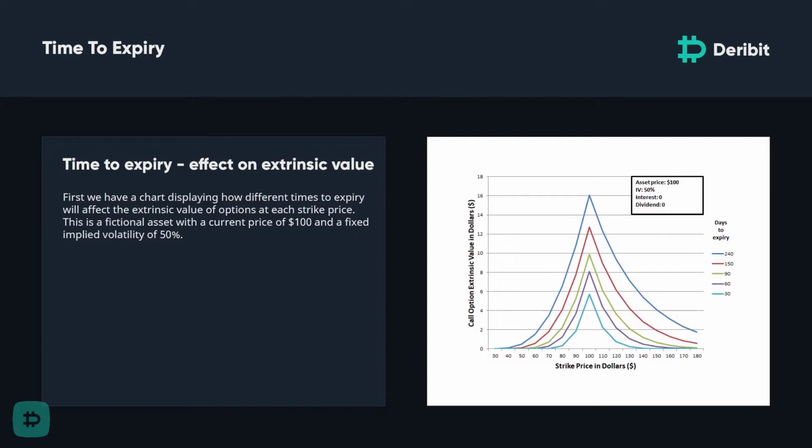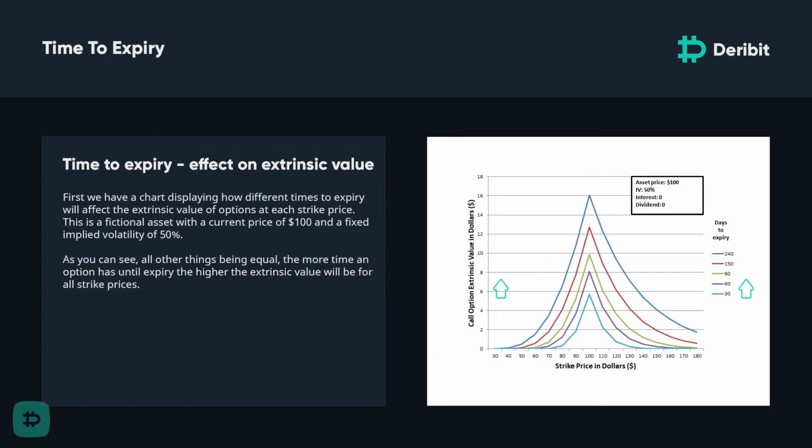at each strike price. This is a fictional asset with a current price of $100 and a fixed implied volatility of 50%. The chart here displays the extrinsic values of call options in dollars for each strike price, and for various days to expiry shown in different colors. As you can see, all other things being equal, there is a clear correlation between how much time an option has until expiry and the higher the extrinsic value will be for all strike prices of this call option.